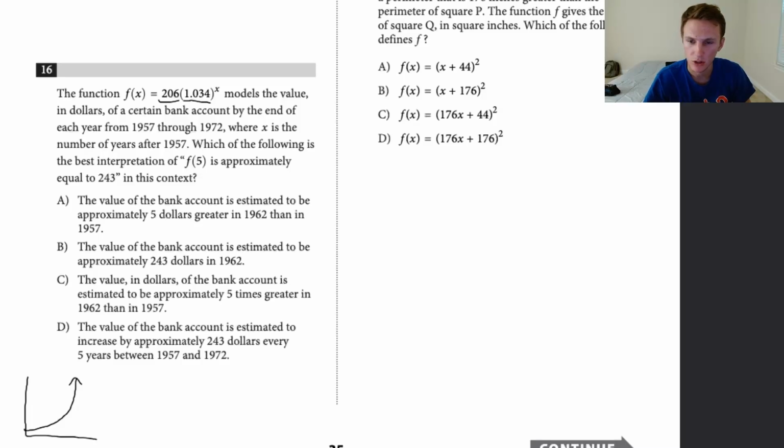And in this question, they're just asking to interpret the context of f of 5 is approximately equal to 243. Okay, so the answer to this one, I want you to think about it for a second, read the question, then I'll tell you. It's going to be B. The reason for that is we're dealing with time and we're dealing with years. So f of 5 is just how much money is in the account 5 years after it starts in 1957. So that's going to be 1962, and it's going to be $243.